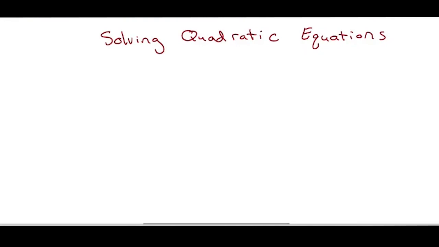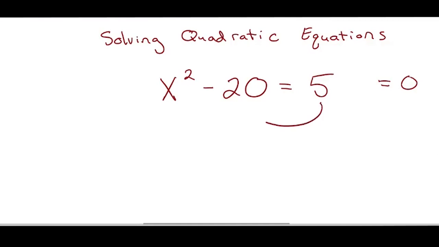Hey guys, today we're going to be solving quadratic equations. Let's say I have x squared minus 20 equals 5. Well, when you're solving quadratic equations, you need to set it so that it equals 0. So I need to move this 5 to the other side of the equation. So I will subtract 5, subtract 5. That leaves me x squared minus 25 equals 0.